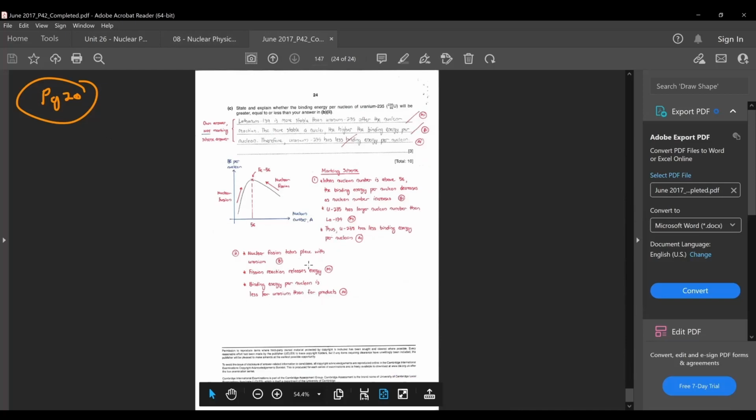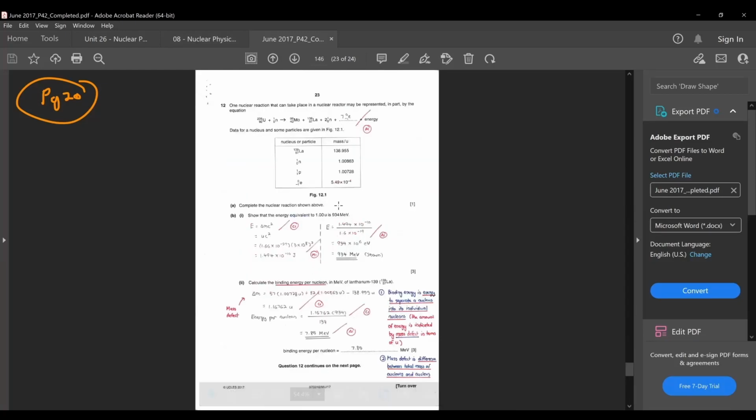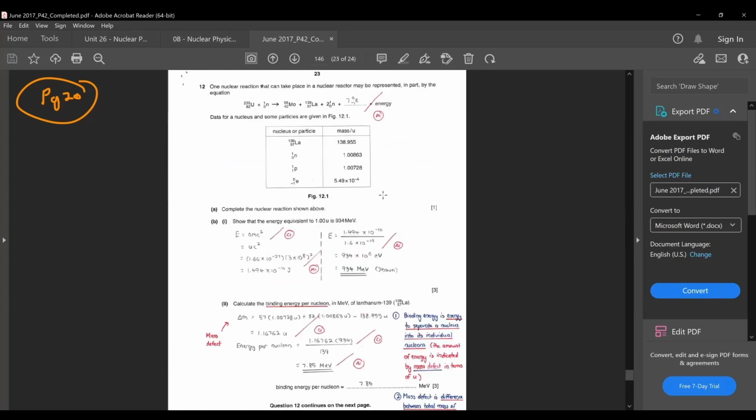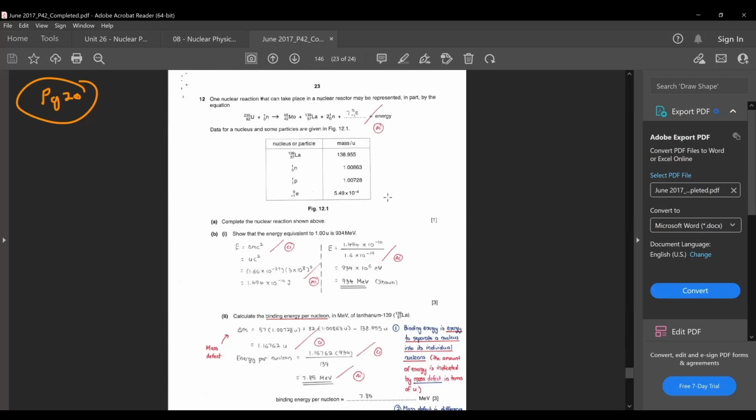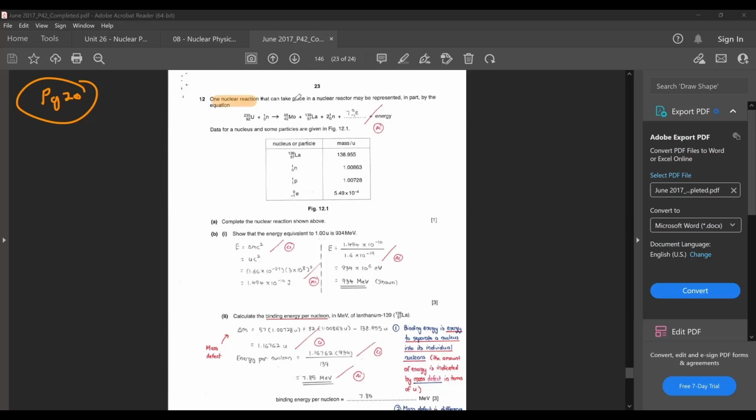Nuclear physics question in paper 4 is almost always going to be the last part of your paper, usually question 12 or question 11 or 10. Now in your case here, you have one nuclear reaction that can take place in a nuclear reactor that can be represented in part by the following equation. Data for nucleus and some of these particles are given here. From here, they want you to complete the nuclear reaction shown above.